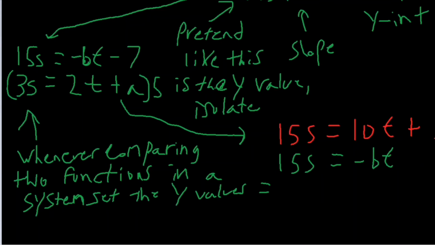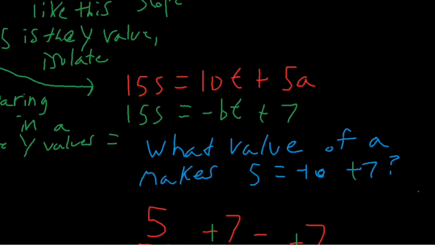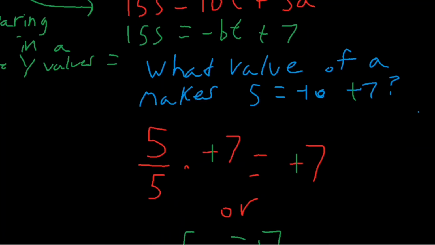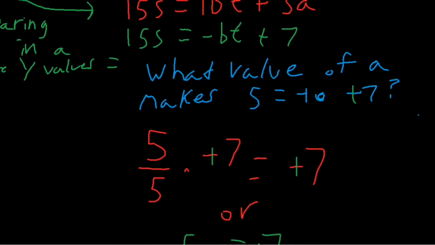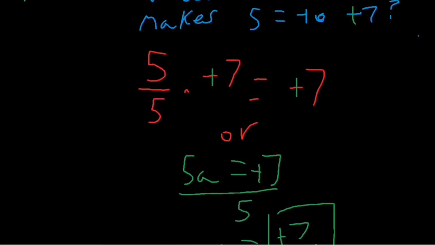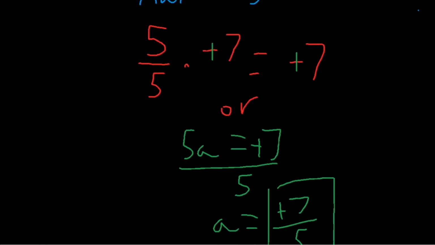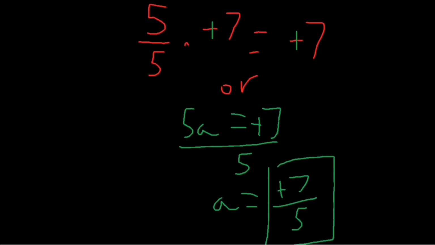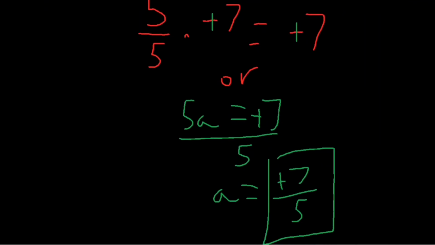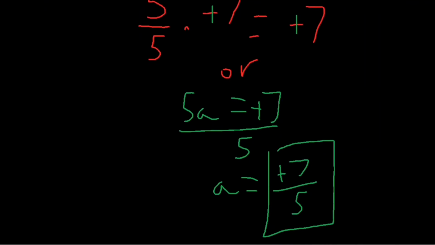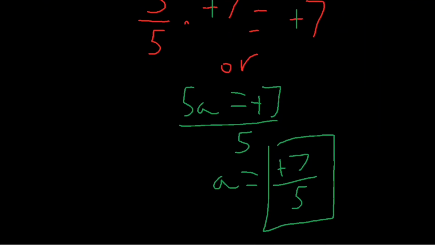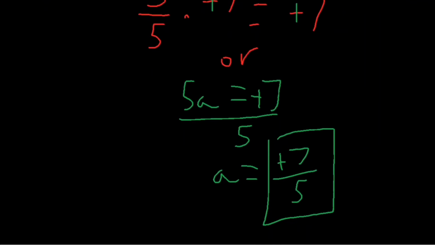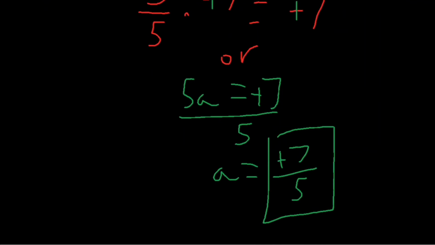And if the y's are equal, then that means that the two equations should also be equal. So now that we know that these two equations should be equal, what value of a would make 5a equal to 7, right? Since these two have to be equal for these two equations to be equal. So you can think of it as 5 divided by 5 is equal to 1, times 7 will equal 7. Or you could just think of it algebraically, and 5a is equal to 7, divided by 5. And your answer is 7 over 5.